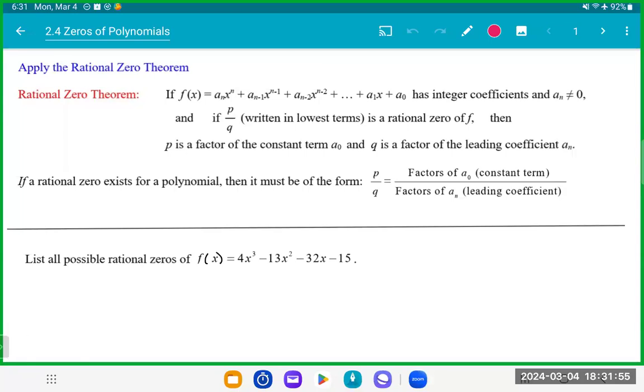Three sections here tonight. And so the first one is going to be from 2.4.